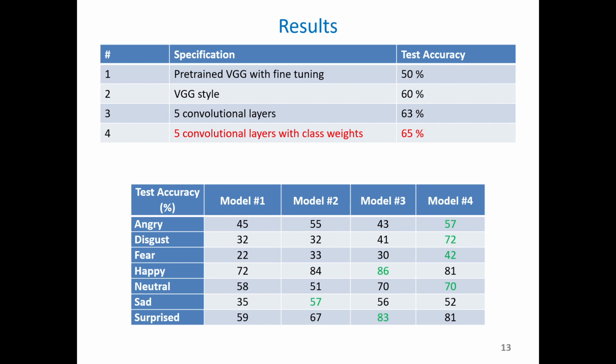The confusion matrix shows performance of the models for individual classes. Model 4 performs best with emotions such as angry, disgust, fear, and neutral, whereas Model 3 performs well for happy and surprised, and Model 2 performs well for the emotion sad.